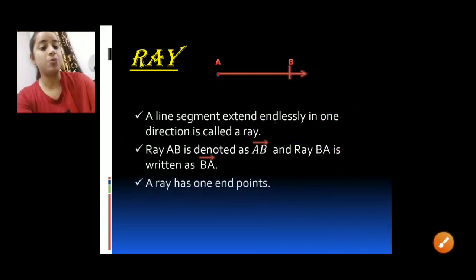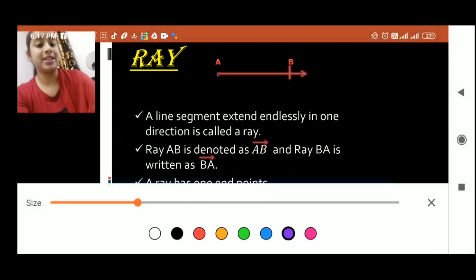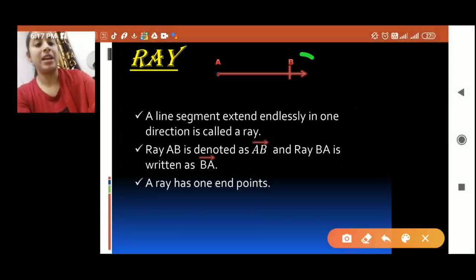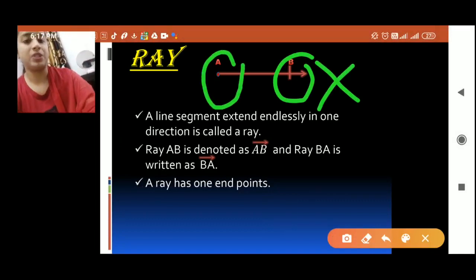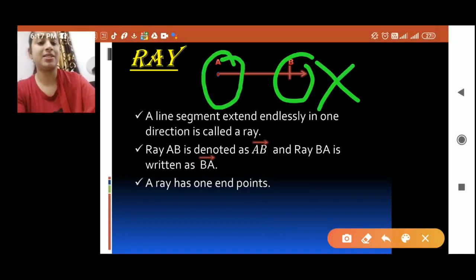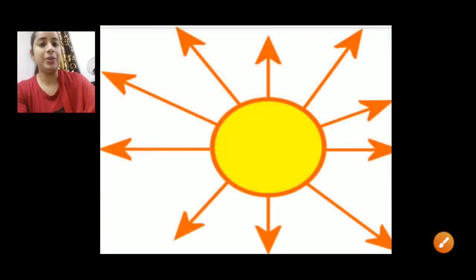A ray has one end point, as from one side it is extended endlessly, so from there it's not possible to have any point, so we are left with only one point, that is A. Now here you can see the sun rays, which is an example of a ray.